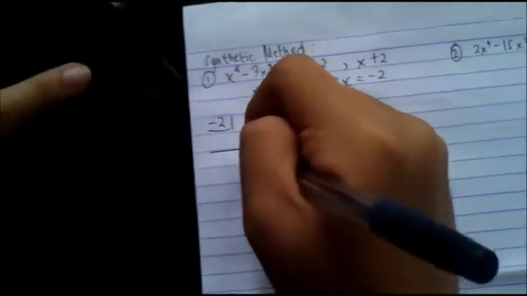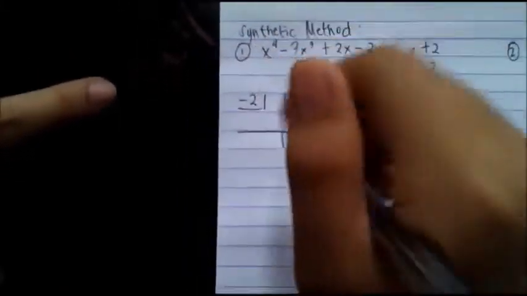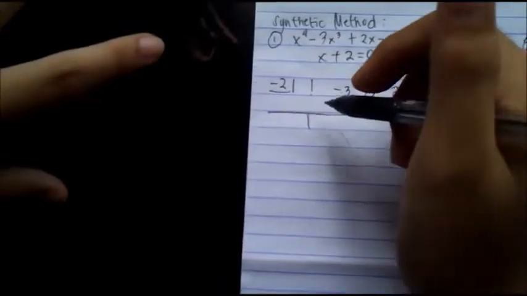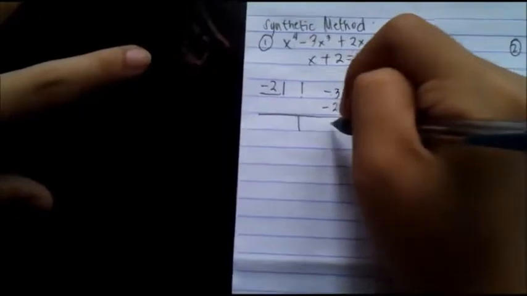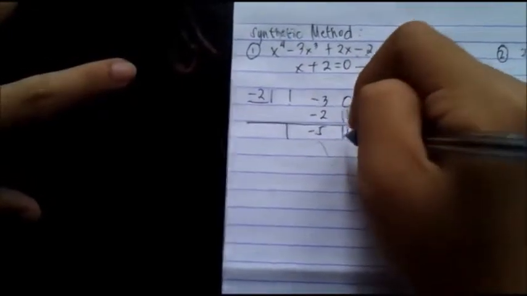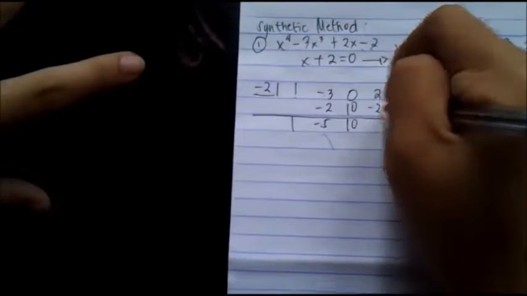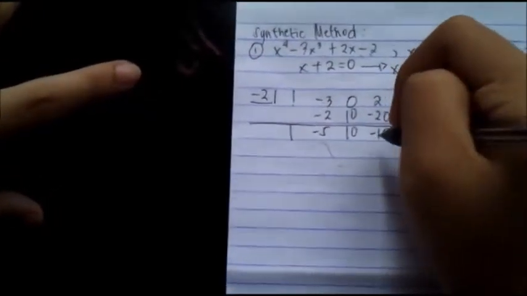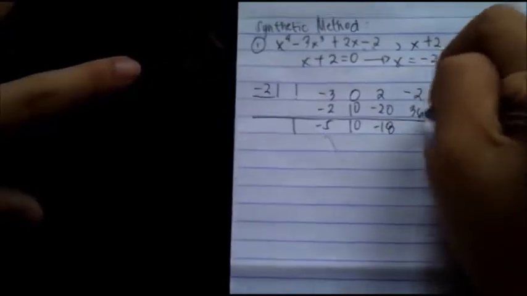Bring down 1. 1 times negative 2 equals negative 2. Negative 3 plus negative 2 equals negative 5. Negative 5 times negative 2 equals 10. 0 plus 10 equals 10. 10 times negative 2 equals negative 20. 2 plus negative 20 equals negative 18. Negative 18 times negative 2 equals 36. Negative 2 plus 36 equals 34.